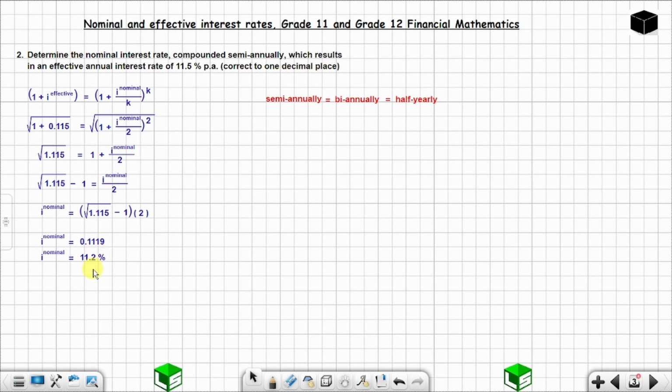So this is the nominal interest rate. You can also write it like this, i superscript 2, because this is semi-annually. If it is compounded monthly, you are going to have a superscript 12. If it is weekly, a superscript 52, and so on. If it is quarterly, you are going to have a superscript 4. Because this is semi-annually, you have a superscript 2. In some textbooks, they can write it like this or like this. Do not be confused between the two.